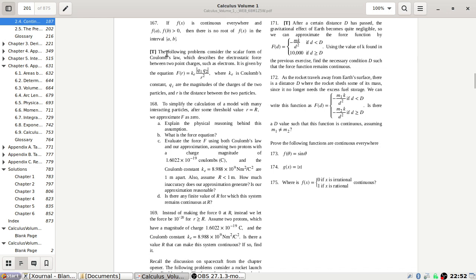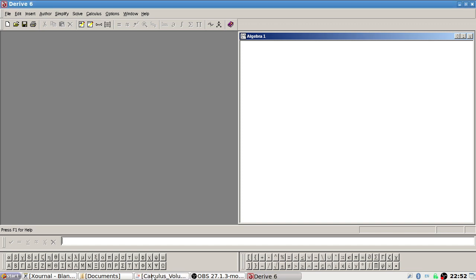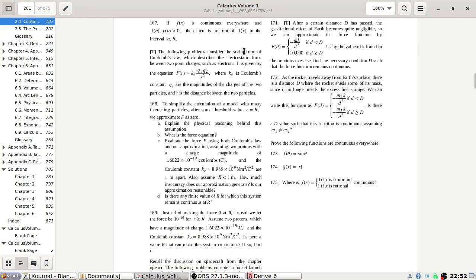The next one here. The following problem considers the scalar form of Coulomb's law, which describes our first given. It is given by this equation. To simplify the calculation of a model with many interacting particles, after some threshold value r equals R, we approximate F as 0. Explain the physical reason behind this assumption.